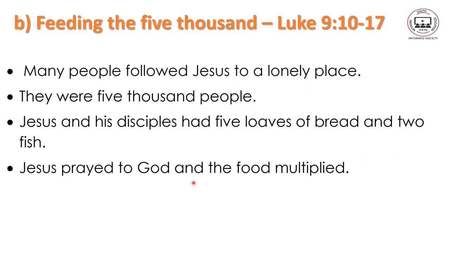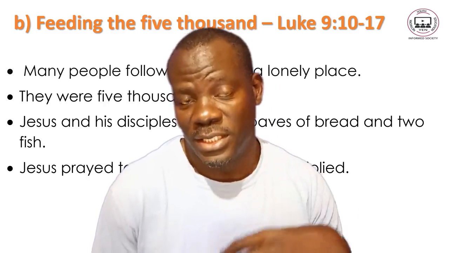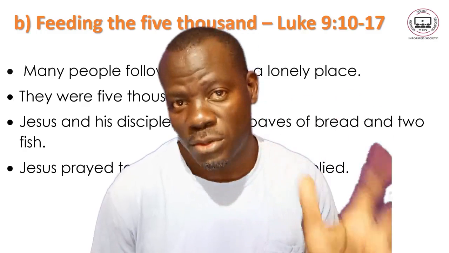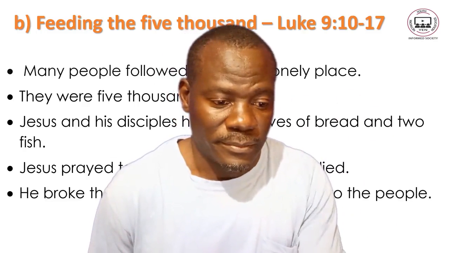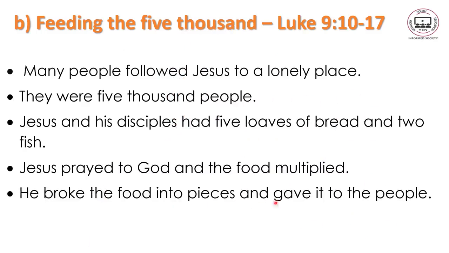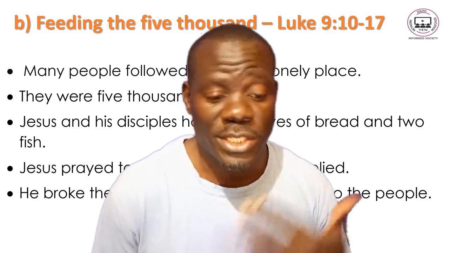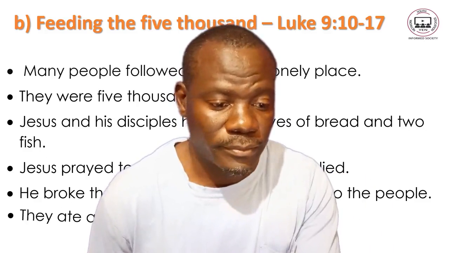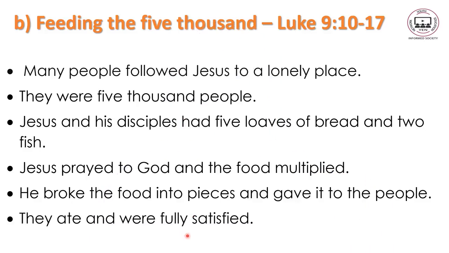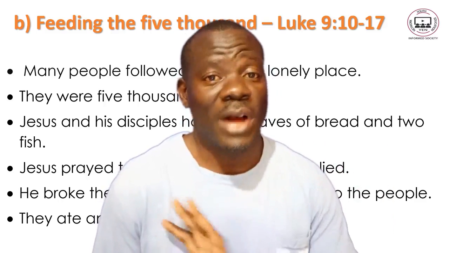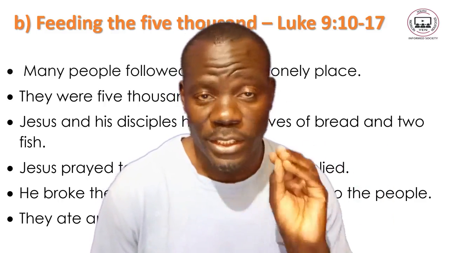So Jesus prayed to God, and the food multiplied. What happened there? Jesus prayed to God, and the 2 fish multiplied, and the 5 loaves of bread also multiplied. He broke the food into pieces and gave it to the people. They ate the bread that was multiplied after Jesus prayed to God, and all of them ate and were fully satisfied. That is a miracle, an act only done by God.